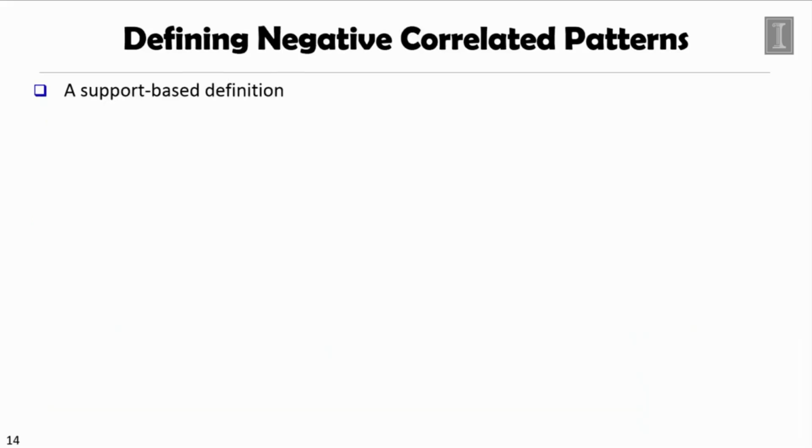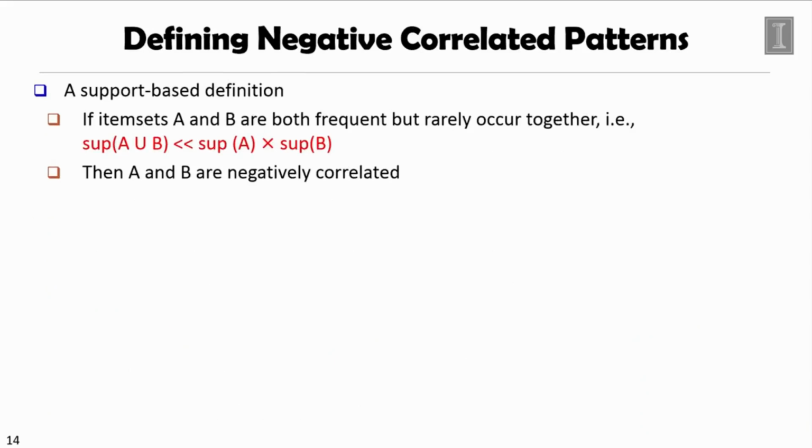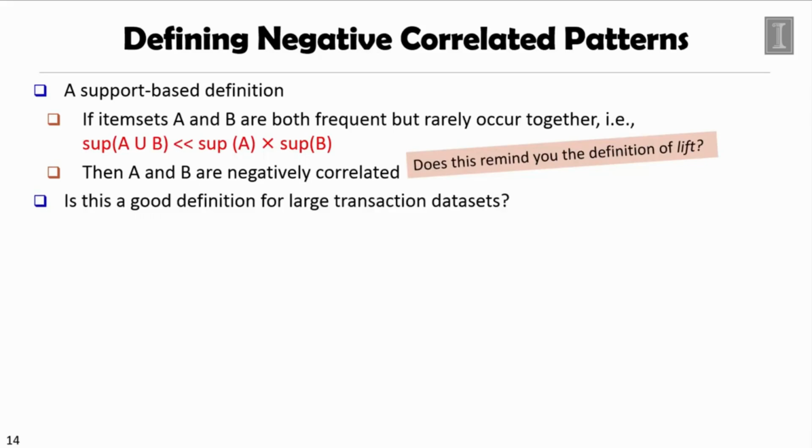We may have one support-based definition like this. We say, if the itemsets A and B getting together, their support is far less than support of A times support of B, that means the chance they get together is far less than random. Then we can say A and B are negatively correlated. Is this a good definition? Actually, this definition may remind us of the definition of lift. Then we may see whether they work well for large transaction data sets.